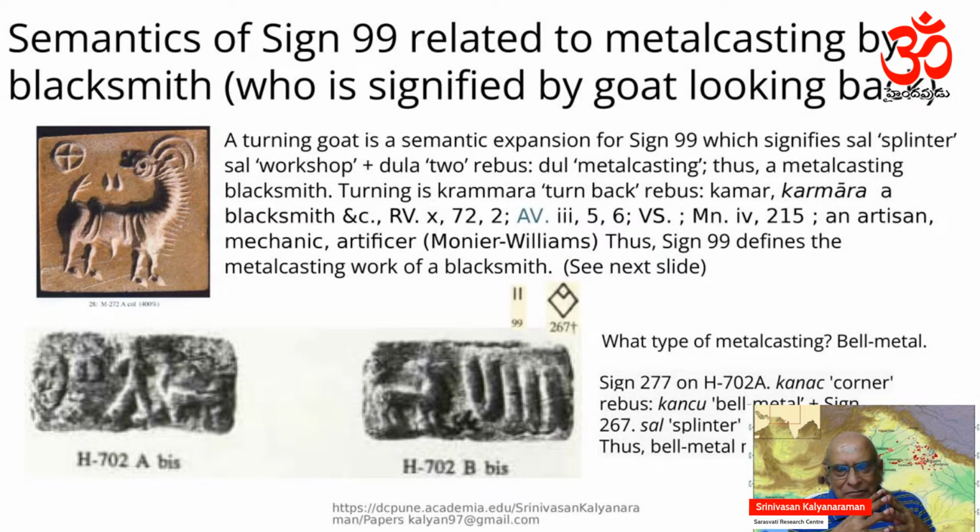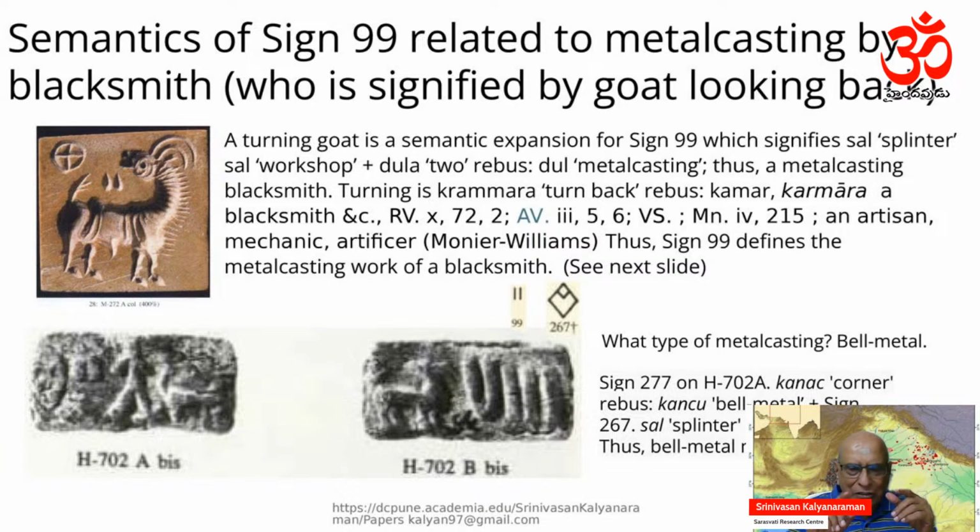Now look at this sign. Look at this inscription. A circle with a plus sign. A turning goat is a semantic expression for sign 99, which signifies saw, splinter. Rebus word, tula, tul, metal casting. Thus a metal casting blacksmith. With a goat looking back, Ramara, turn back, Kamar, Dharmara, a blacksmith. Rigveda, Dharmara, artisan. Manu, Vajasaneyi Samhita, blacksmith. Mechanic, artificer, Monier Williams. Thus, sign 99 signifies metal casting work of a blacksmith.